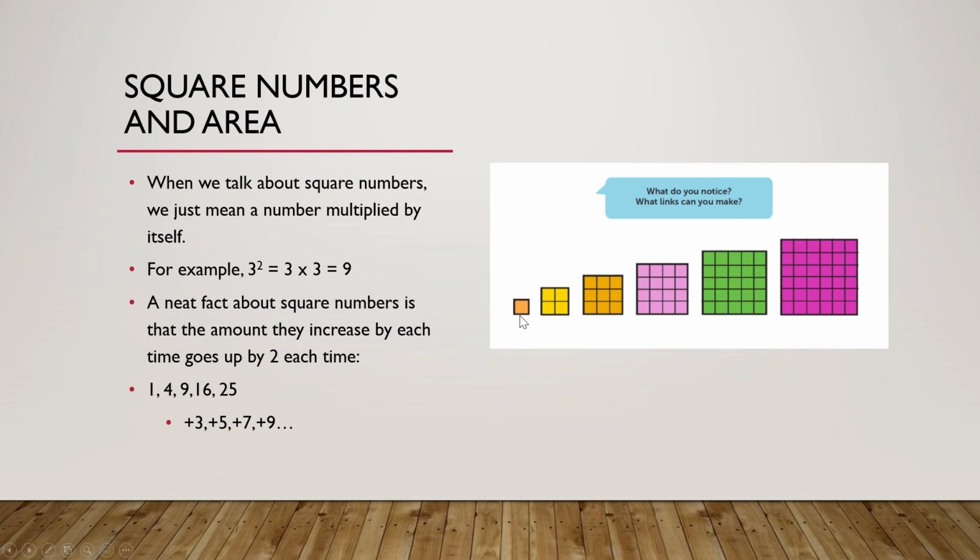Even works the other way. So here it was plus 3, that means here it would be plus 1. And that's right, because 0 squared is 0, so 0 plus 1. It's quite interesting.